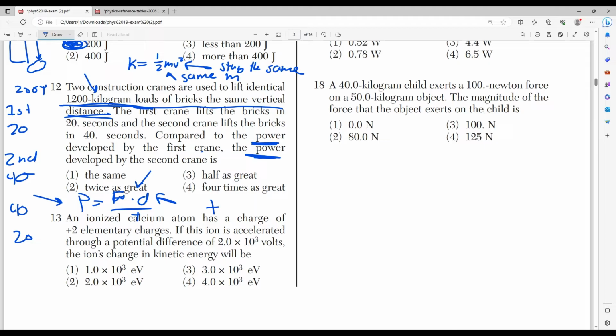So the power of the first crane is going to be twice the power of the second crane, because the second crane is dividing that force by a bigger number, right? The bigger you're dividing something, the smaller your answer is going to be. So that means your answer is going to be half as great. Compared to the power developed by the first crane, the power developed by the second crane is half as much, because you're dividing your force times distance by twice as much.